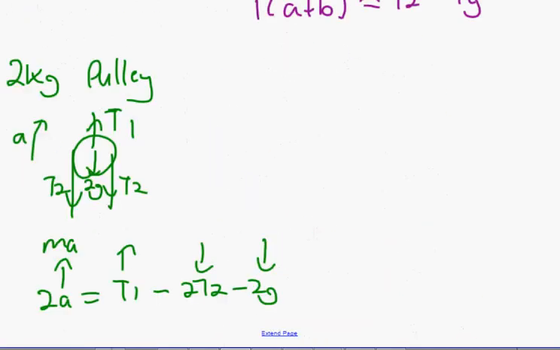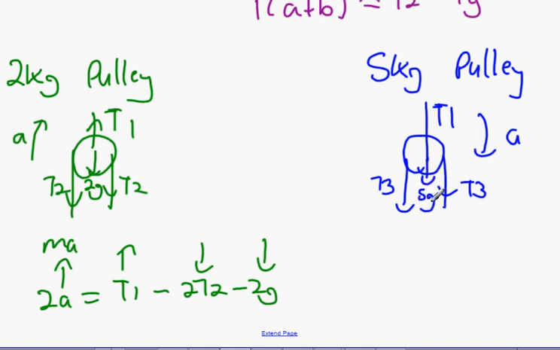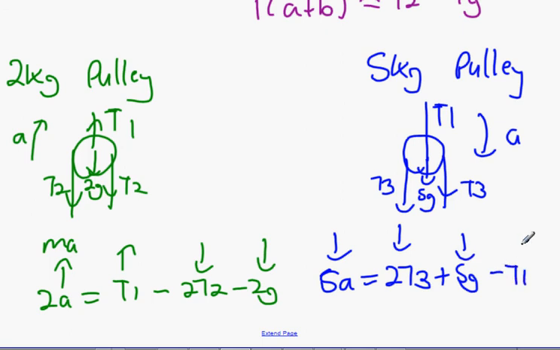Now we're on the 5 kilogram pulley. On the 5 kilogram pulley, it is going downwards with an acceleration A. It's getting held up by T1, getting dragged down by T3 and T3 twice, and getting dragged down by its own weight 5G. Mass by acceleration is 5A. 5A equals T1 acting upwards. Upwards is not winning, so you have to start off with downwards. 2T3 going down. Your 5G is also going down, and your T1 is going up, and that's why it's opposite in sign.